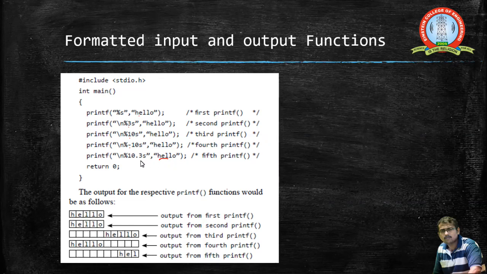Since I have specified the precision as 3, these 3 characters, that is H, E and L alone, will get printed, and the rest will be left as spaces, and this is right justified. So H, E, L will be printed, and initially we will have the spaces put out here.